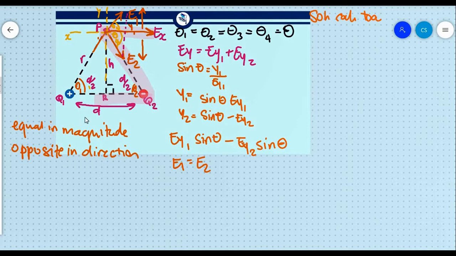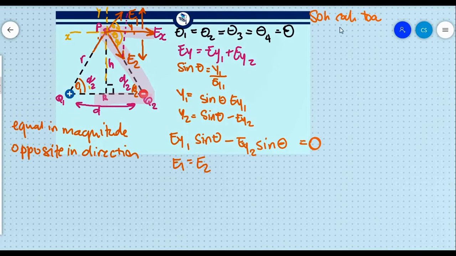And seeing that it has both magnitude and direction, it constitutes a vector quantity. Alright? So seeing that they're equal in magnitude, E1 is definitely equal to E2. That means that EY1 sine theta is equal to EY2 sine theta. So if you subtract them from each other, you'll get 0. Alright? Now let's resolve the x components.